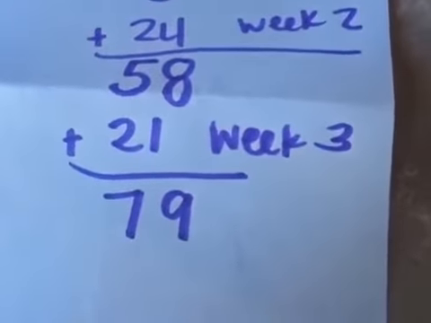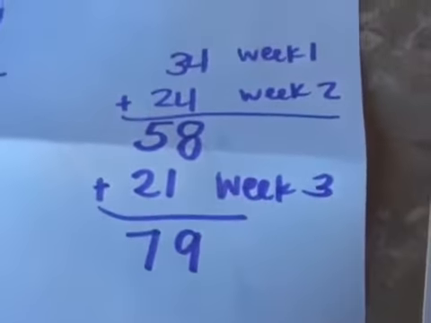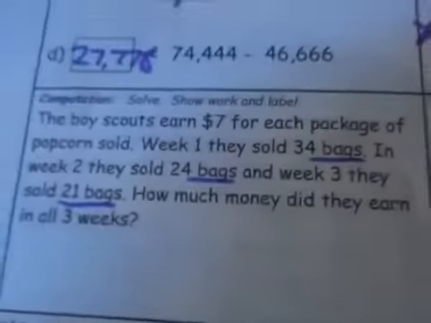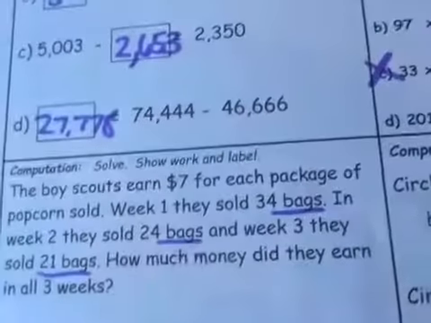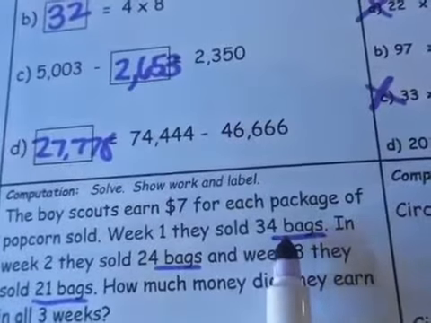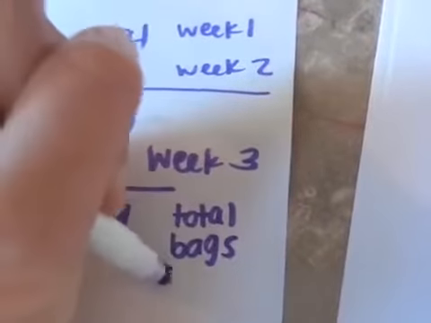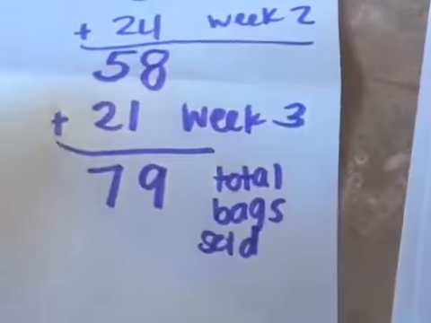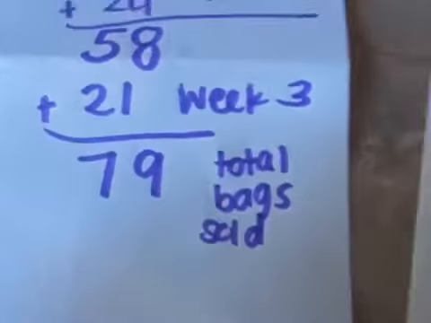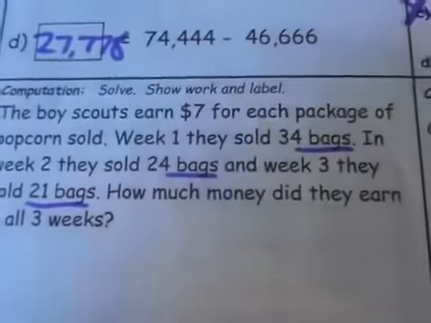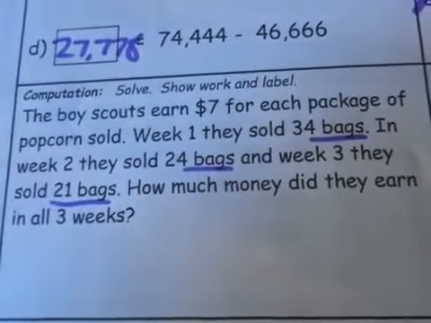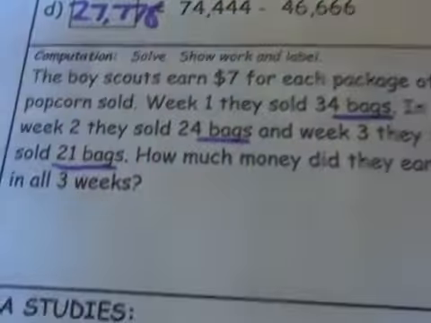Now let's think. What's the label that goes on that 79? Let's go back to our word problem. The label is going to be bags sold. So 79 is the total amount, total bags sold. So they sold 79 total bags. But we're looking for how much money did they make from those 79 bags. That's where we're going to need that other part.